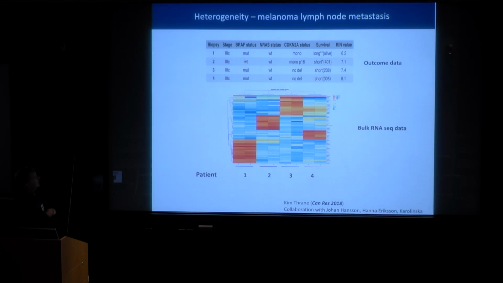In this case, we have 4 biopsies from 4 patients, and they all had metastasis in the lymph nodes. One of these patients was a long-term survivor. The other 3 were short-term survivors. So we have some outcome data.